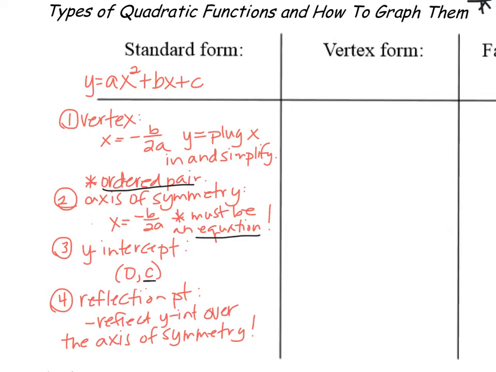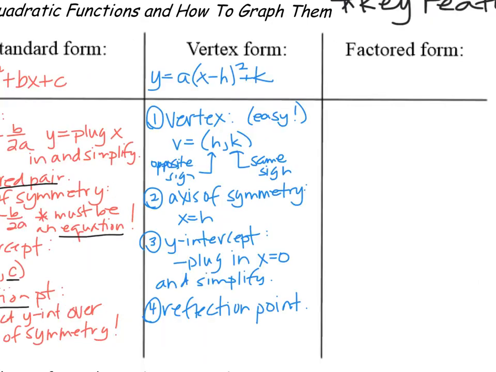Last but not least, just to give you something to connect with on the other side, we have a reflection point. You literally take that y-intercept and you reflect it over the axis of symmetry and plot its reflection on the other side. You should now have 3 points that you're able to connect through to form the shape of that quadratic function. And this is how you graph in standard form.